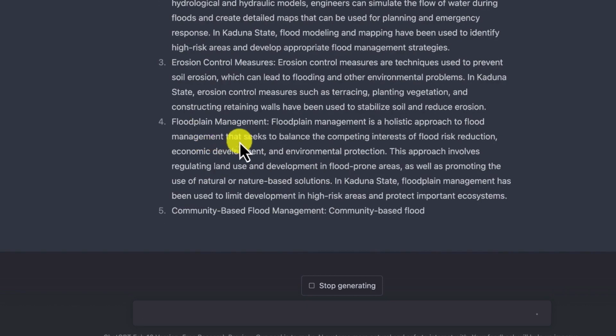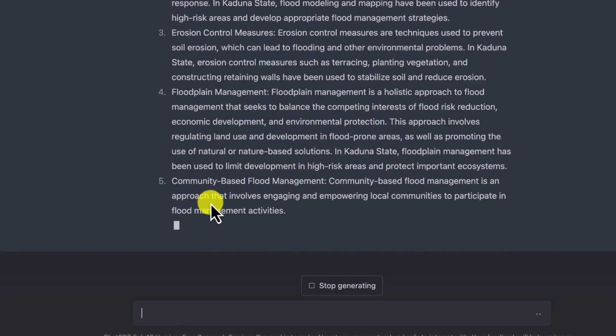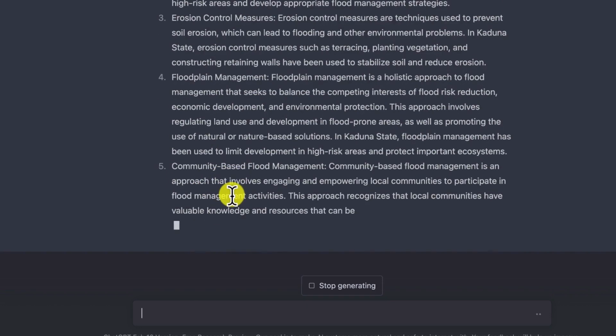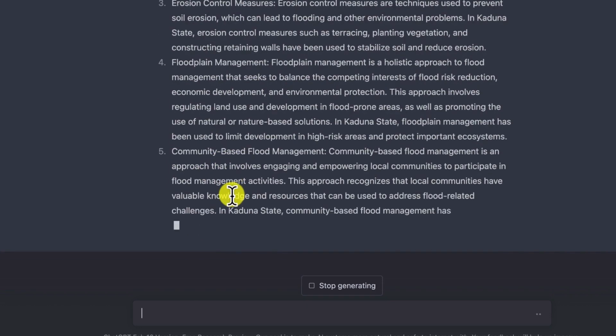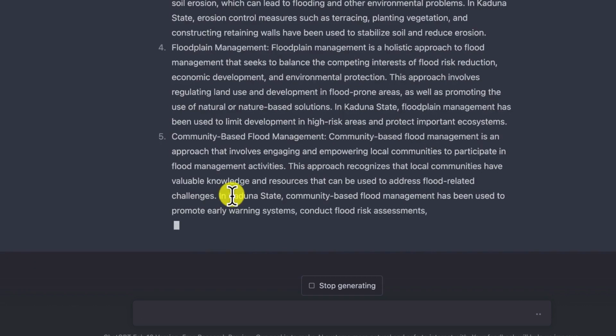So you can see floodplain management. You can see you can have community-based flood management. This one also has been looked into. You can just keep asking and keep relating depending on the area of research you're working on. So it's going to give you more and more details. Okay, so you can now talk about, maybe you can go into the methods of assessment.